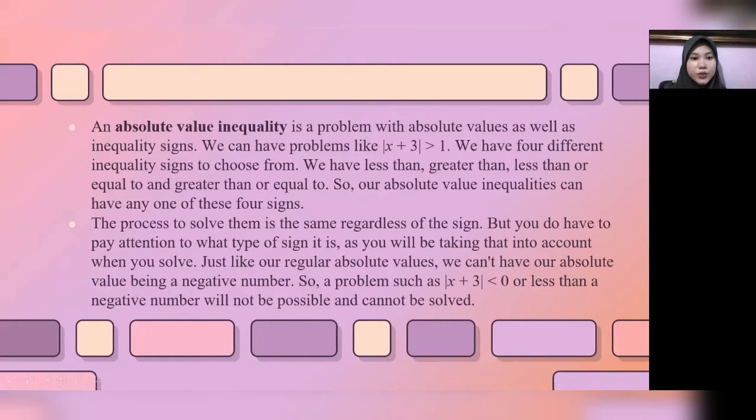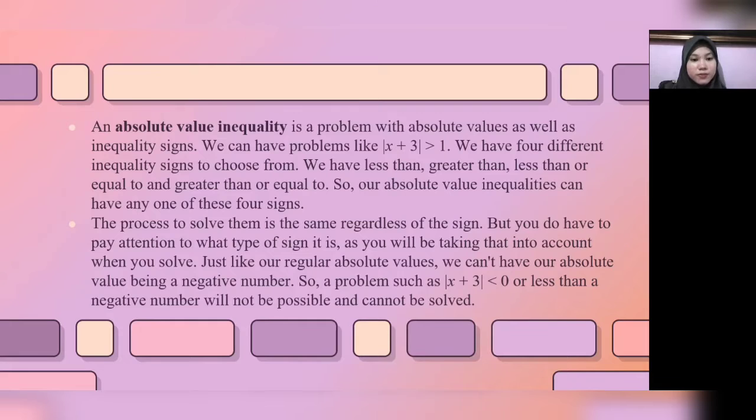An absolute value inequality is a problem with absolute value as well as inequality signs. We can have problems like absolute value of x plus 3 greater than 1. We have 4 different inequality signs to choose from: less than, greater than, less than or equal to, and greater than or equal to. So, our absolute value inequalities can have any one of these 4 signs.